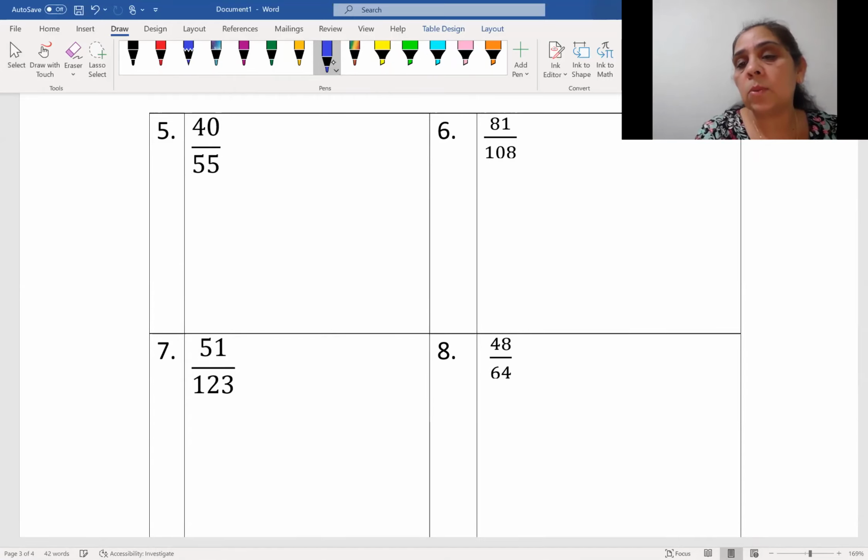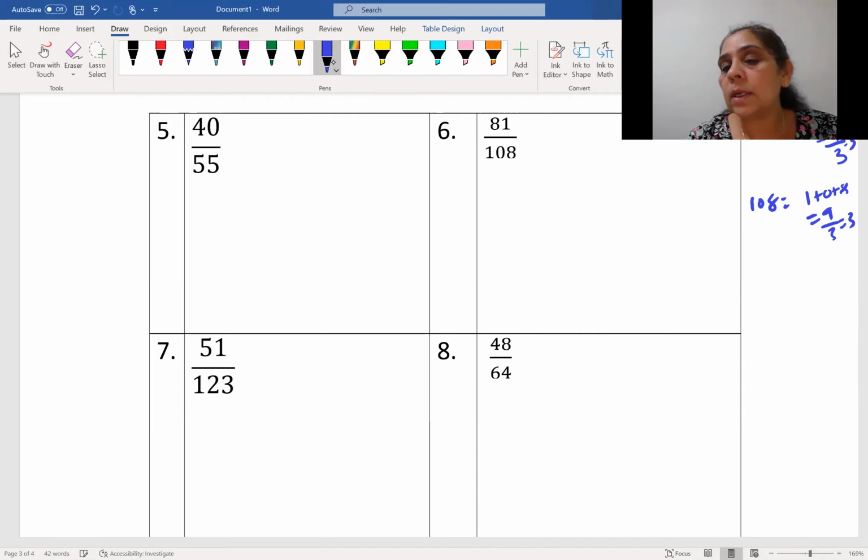81 is 8 plus 1, which is 9. 9 is divisible by 3. Also, you can divide by 9, right? So you can divide by 3. Also, you can divide by 9. In the other one, we have 108. So you have again 1 plus 0 plus 8 is 9. You can divide by 3.